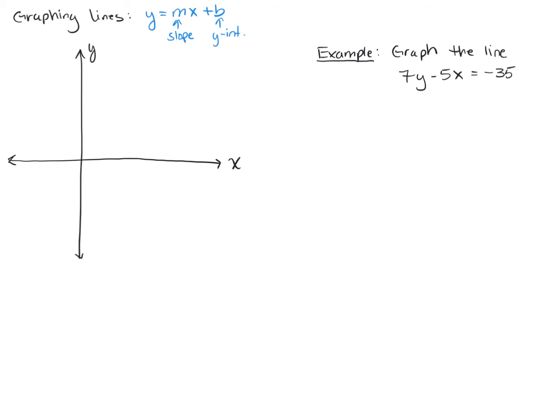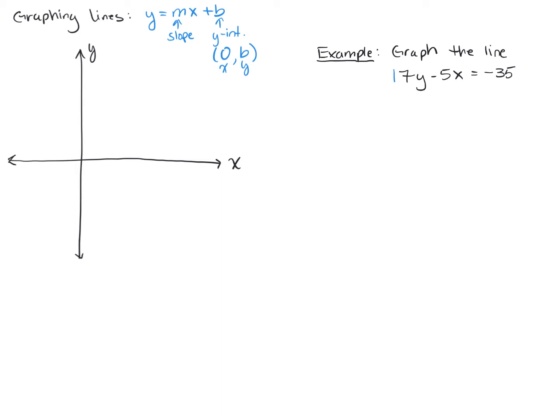So the y-intercept, whatever value b is, it's the y value of a point on that line. Whatever b is, it's going to be some number. It's the y value when the x value is 0. So we call that the y-intercept.